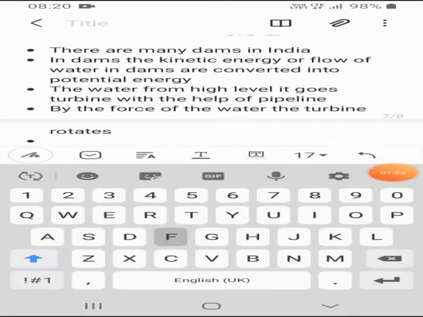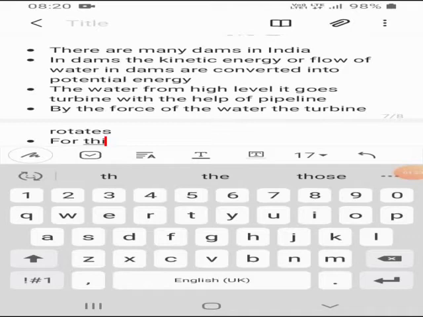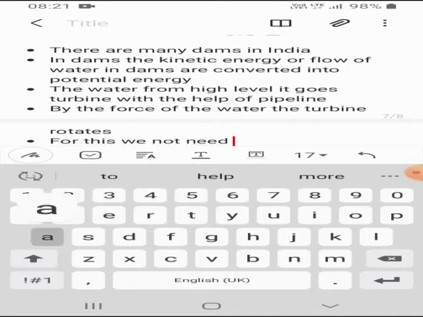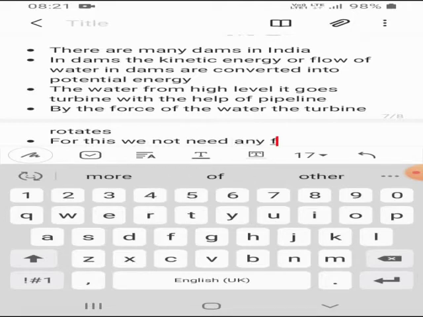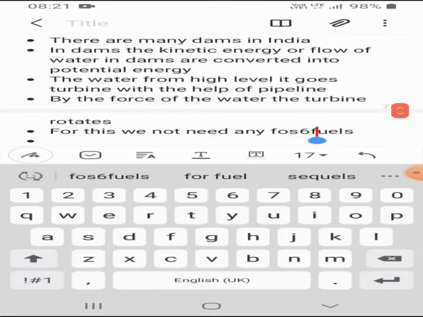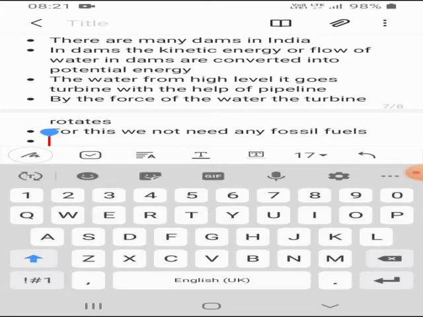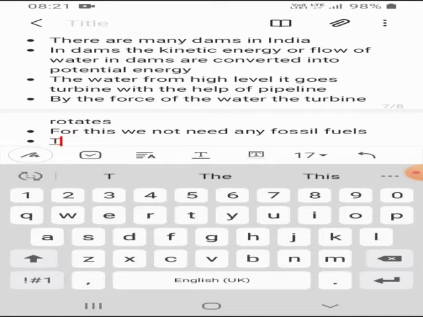So for this we do not need any fossil fuels or anything, unlike a thermal power plant, which needs fossil fuels or coal. Here we do not need anything.